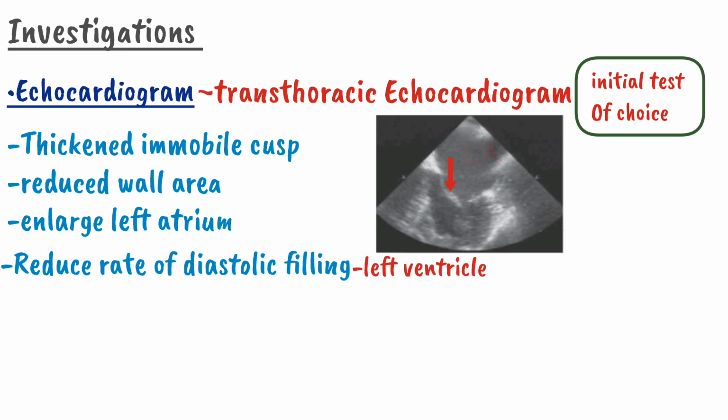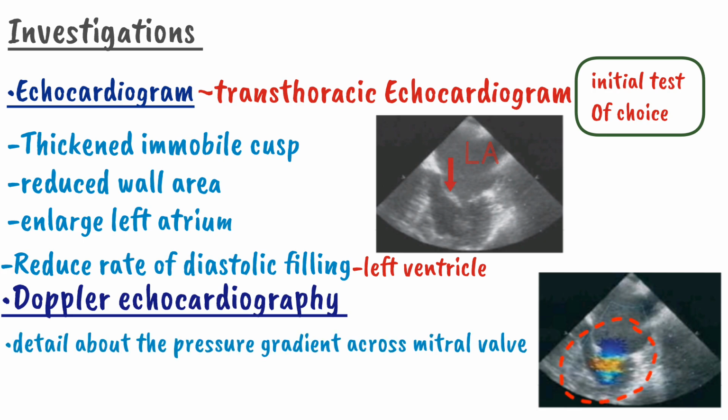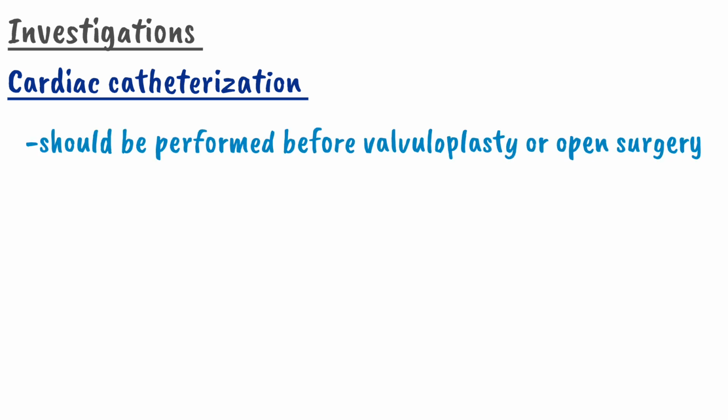After this, we can also perform a Doppler echocardiography. The Doppler echocardiography will give us details about the pressure gradient across the mitral valve, the pressure in the pulmonary artery, and the left ventricular function. The Doppler echocardiography is the investigation of choice for the evaluation of a patient who is suspected of having mitral stenosis. Apart from transthoracic echocardiography and Doppler echocardiography, we can also consider a cardiac catheterization if we are planning for valvuloplasty or surgery.